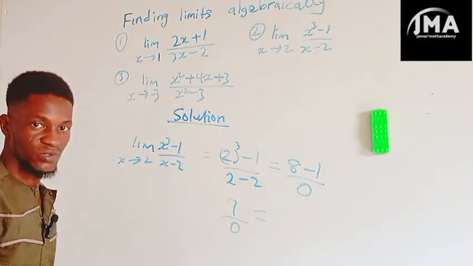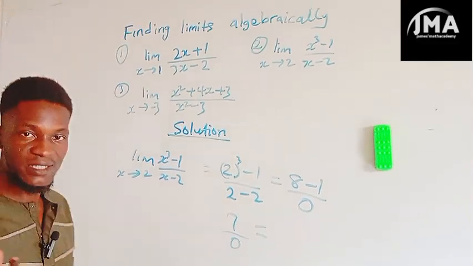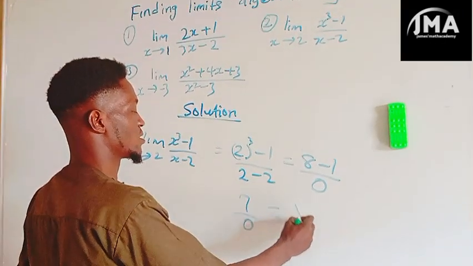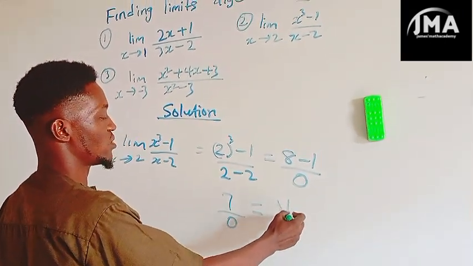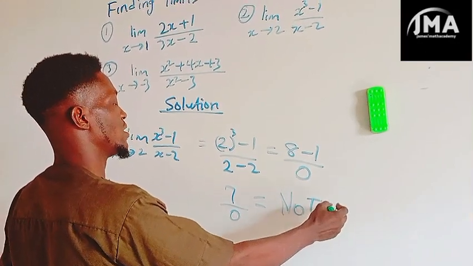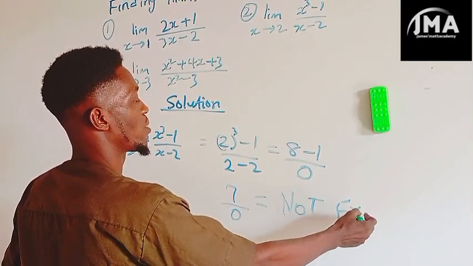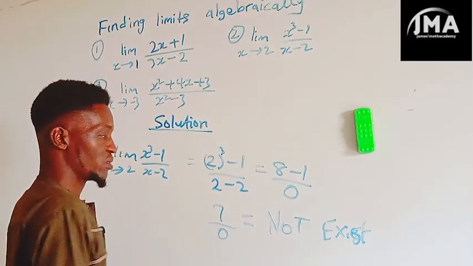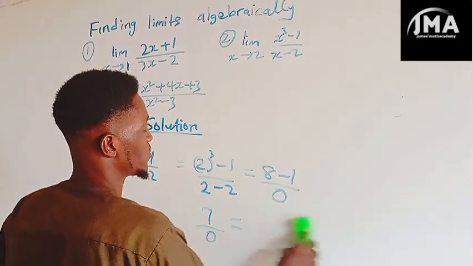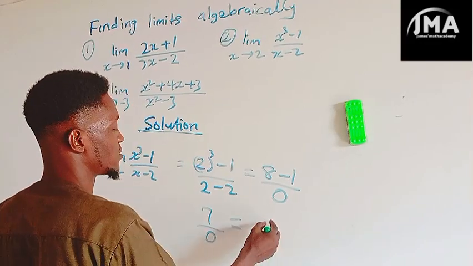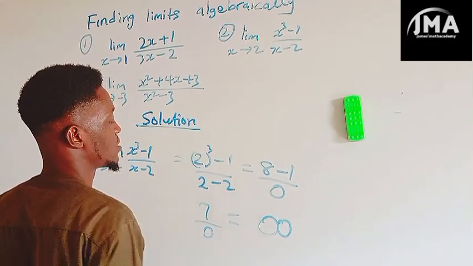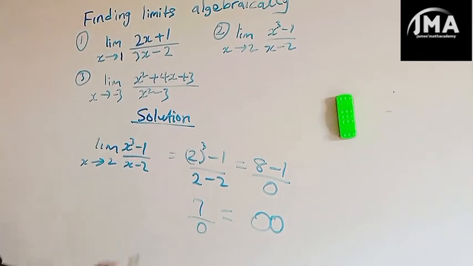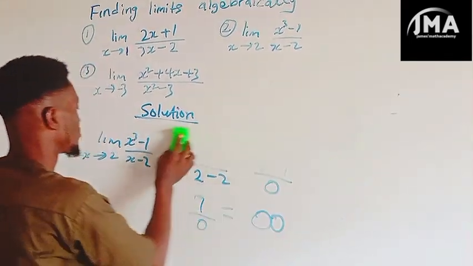When it is over 0, what does it mean? As I rightly said, any number over 0 means the limit does not exist. Another word for it is infinity. When it is over 0, it means that your answer does not exist. So let's dive into question number 3.